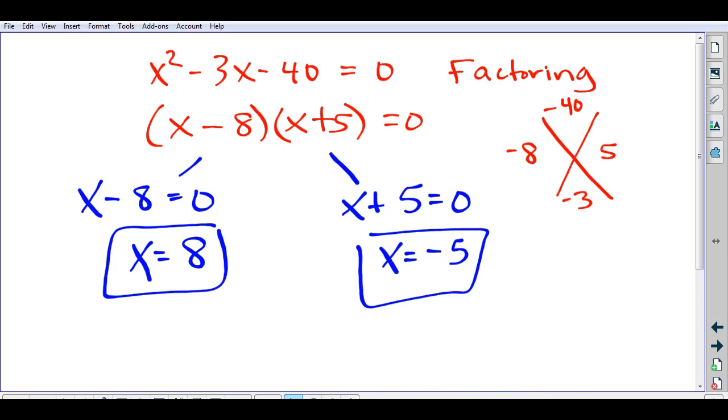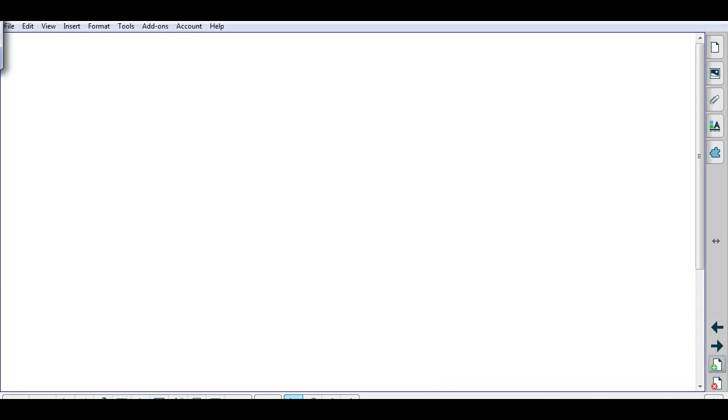How are we solving for the next problem? Is the next one completing the square? Yes. Will you please tell me the equation? Too many people talking at the same time.